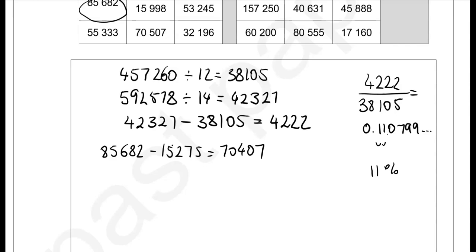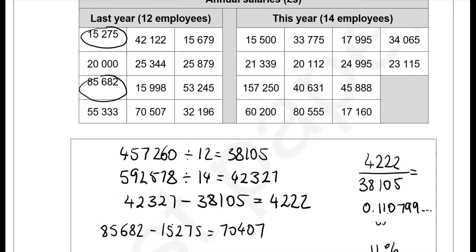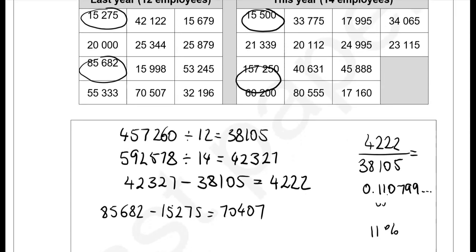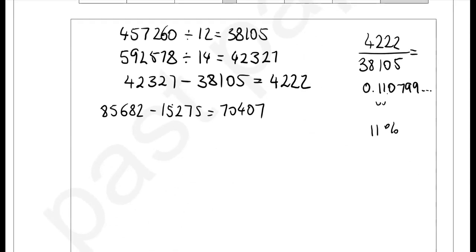Looking at the difference between the highest and the lowest amounts for this year, we have the lowest amount and the highest amount. So working out the difference again, 157,250, take away 15,500, and that gives us 141,750. The claim was that the difference has more than doubled.